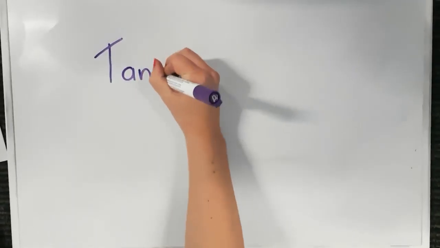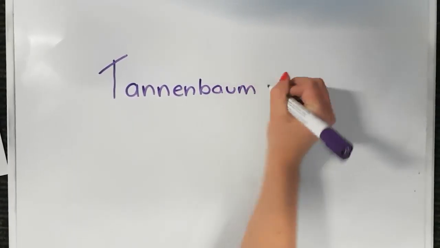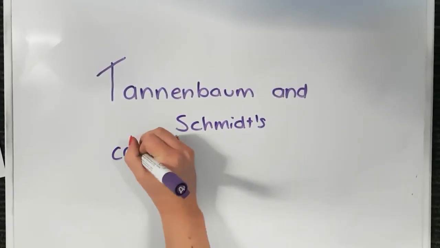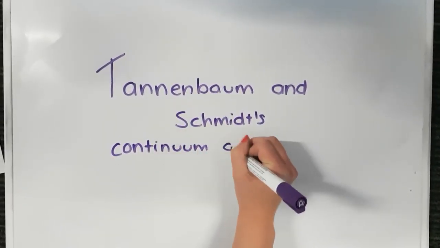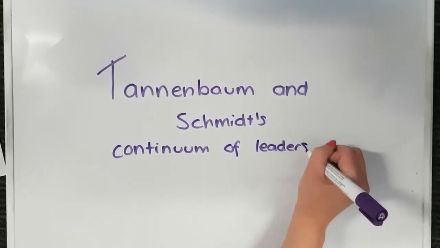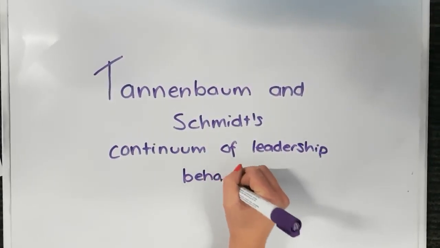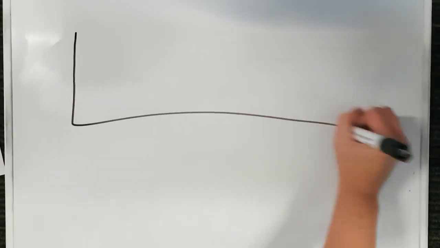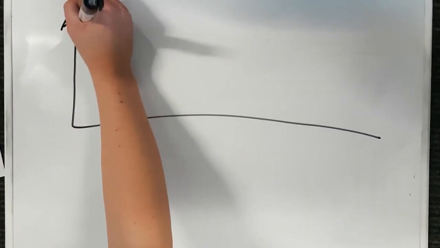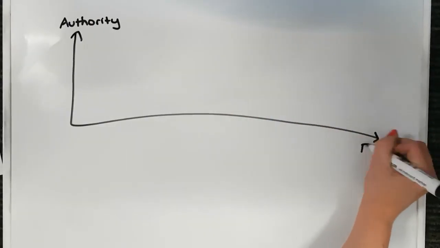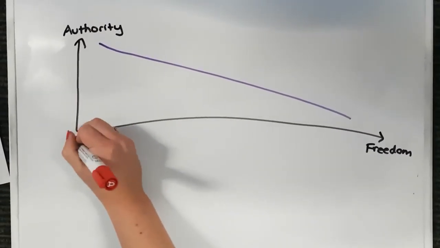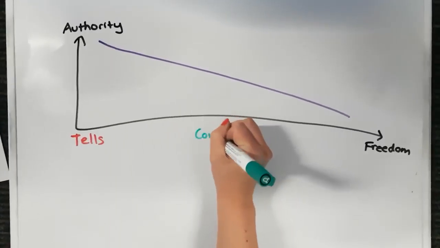The next theory on Larry's to-try list is Tannenbaum and Schmidt's continuum theory. The continuum of leadership behaviour is about balancing control with freedom. It suggests that as freedom of subordinates increases, the authority of the leader decreases, and vice versa. If employees have little freedom and a leader tells them what to do, they are under what is considered an autocratic style system. This doesn't tend to work well in creative environments.